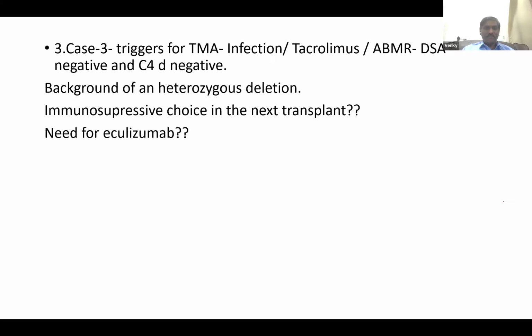The immunosuppressive choice in the next transplant, whether to reintroduce tacrolimus or not, and the need for eculizumab, because this time we didn't give any eculizumab. Maybe in the second transplant, even if it's a secondary cause of TMA, can we try eculizumab in this patient will also be a point of discussion.